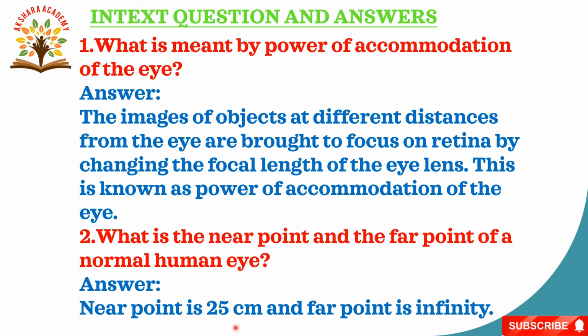At the near point we can see objects clearly without straining our eye. So, what is the near point? 25 centimeters. And what is the far point of a normal human eye? Far point is infinity. Next.